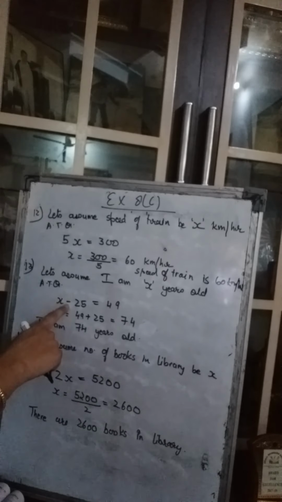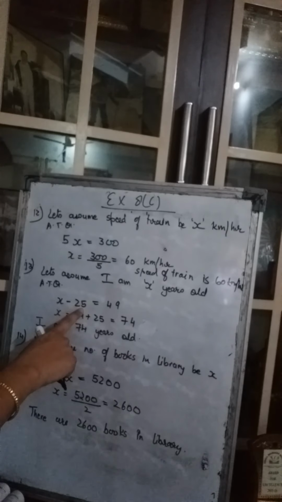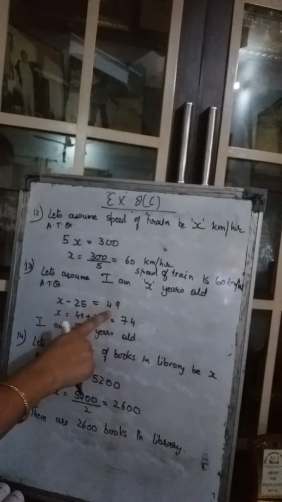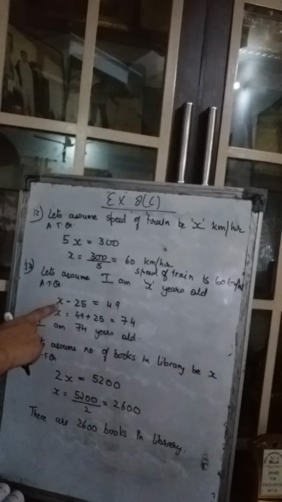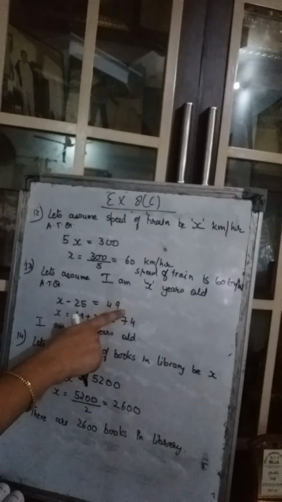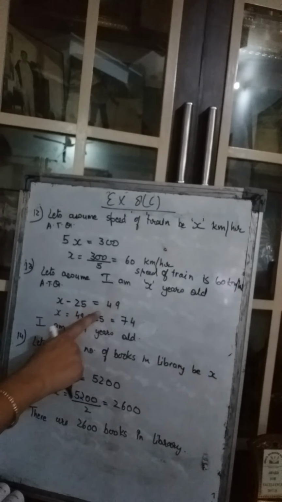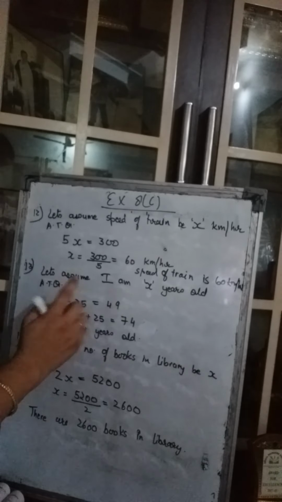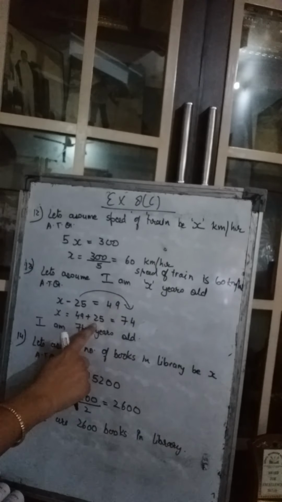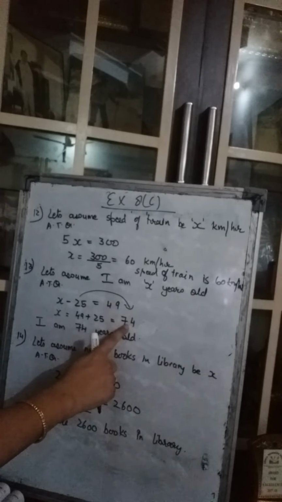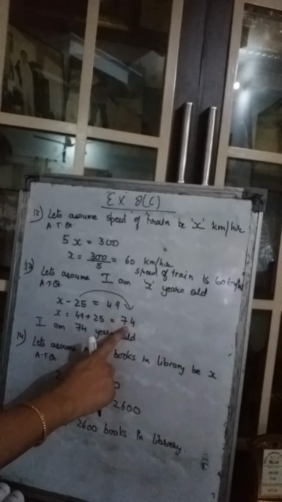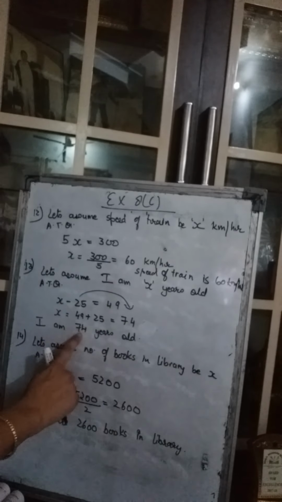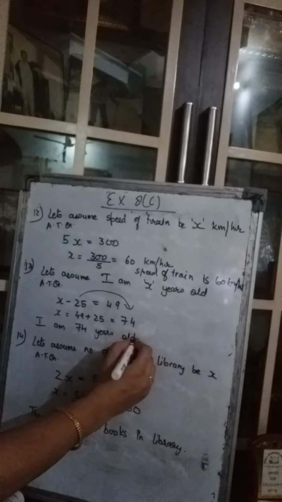25 years ago. That means whatever is my present age, 25 years before that. So we will do X minus 25. My age was 49. What was my age? 49 is equal to 49. That means 25 years before this, before means minus. So the equation has been formed. Now you can solve it. X is equal to 49. We take 25 on the other side and it will become plus 25 is equal to 74. So what is the value of X? 74. That means I am 74 years old now.